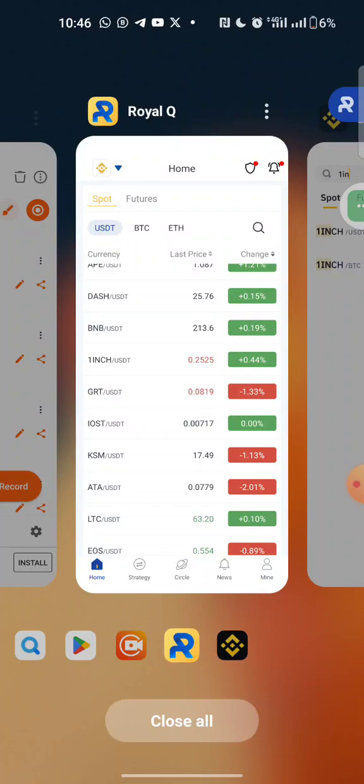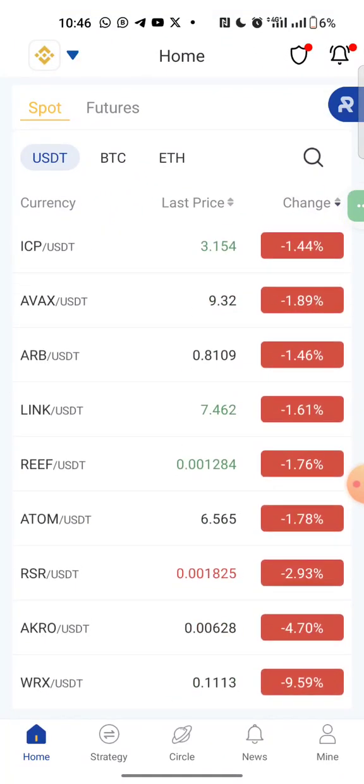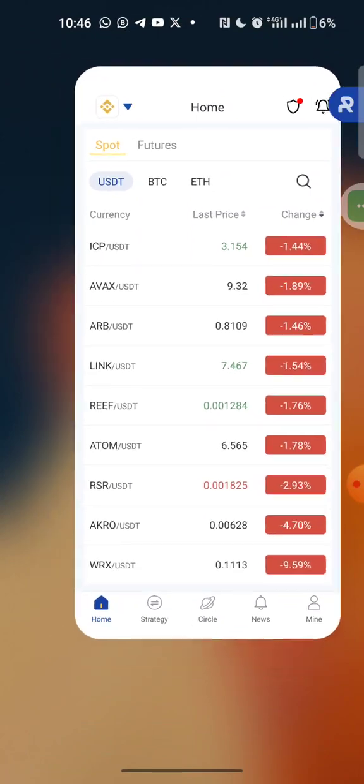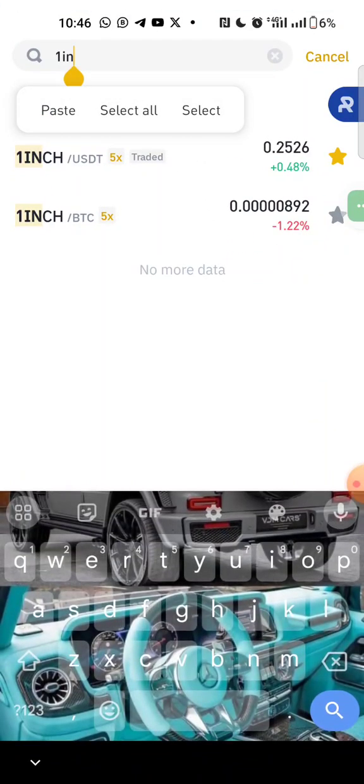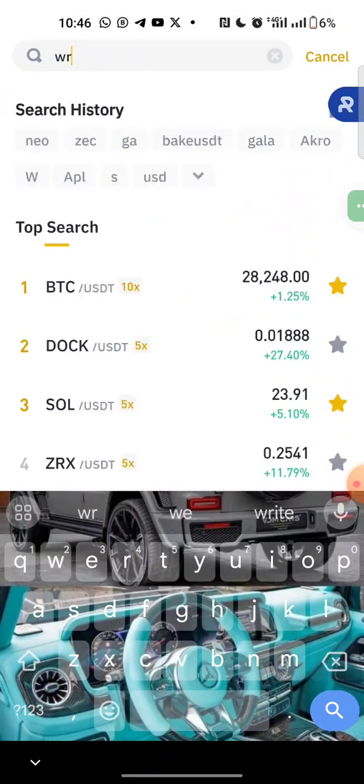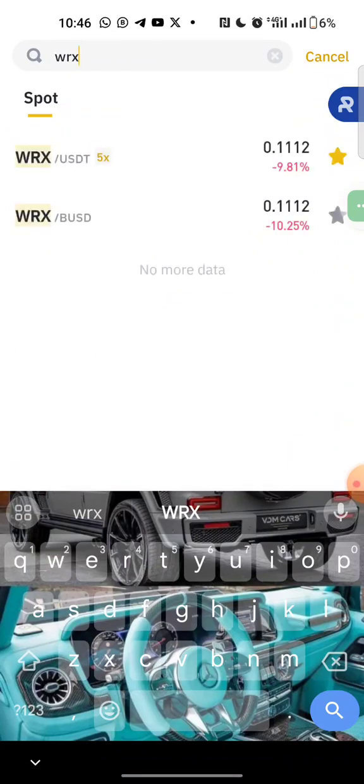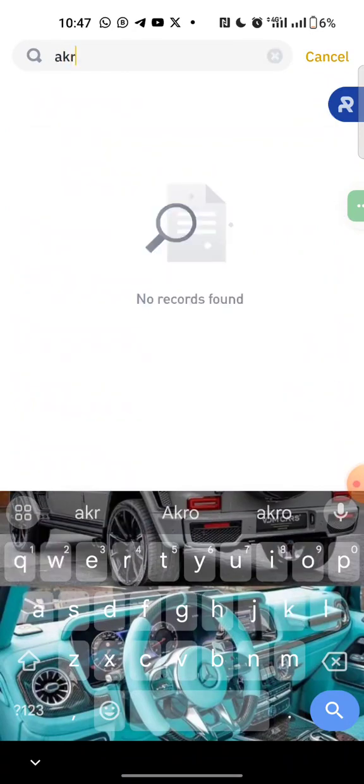Then okay, now you'll make the list. I've shown you pictures, so you make the list until it is done. Okay, so I'll just add WRX, one of my favorite coins. WRX. Okay, then Acro.